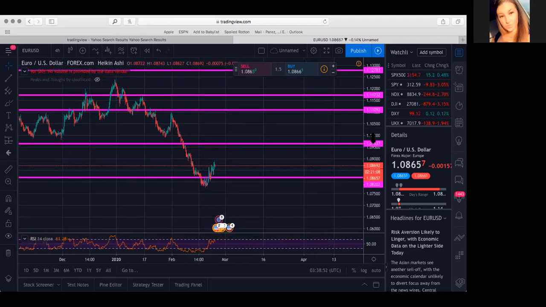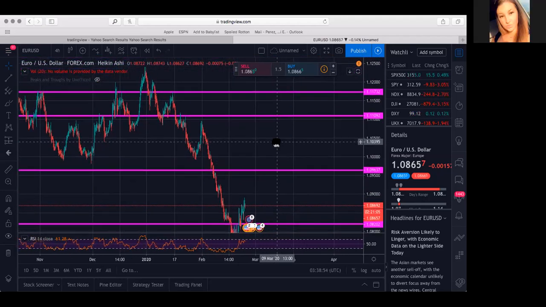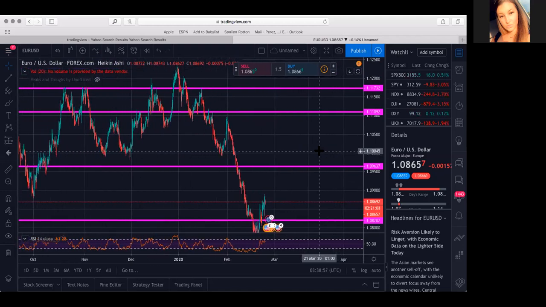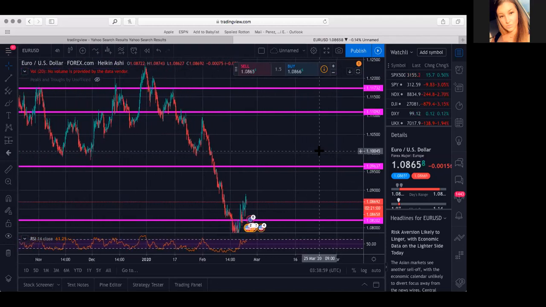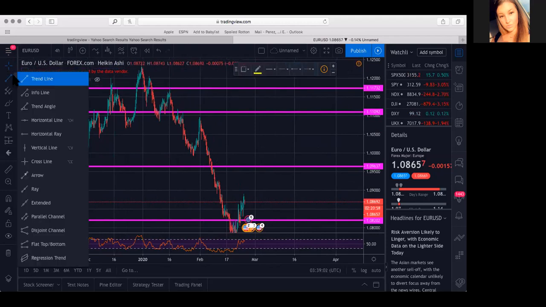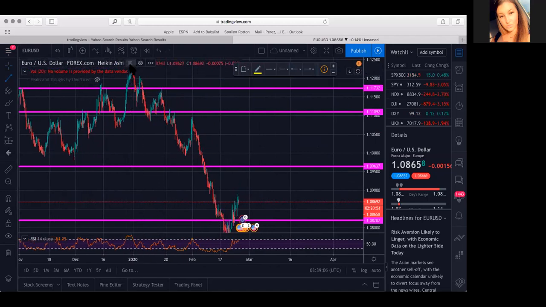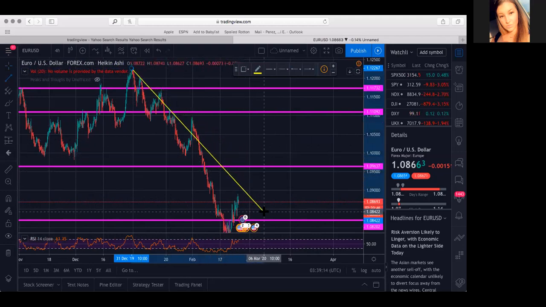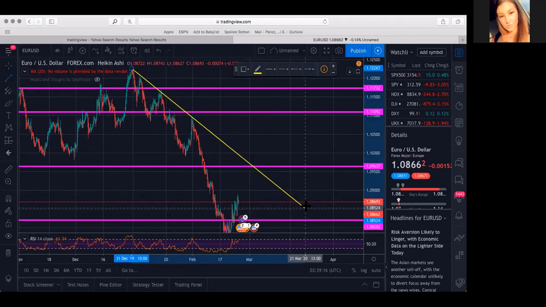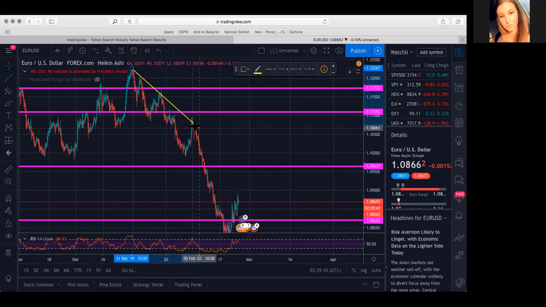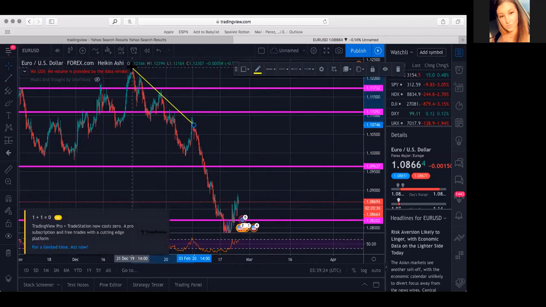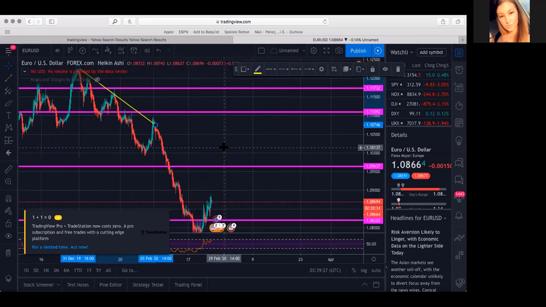And then this is a really good example that I wanted to show you guys. So if I go over here and basically draw my trend line from up here, this high right here, to this high right here. Hold on one second.